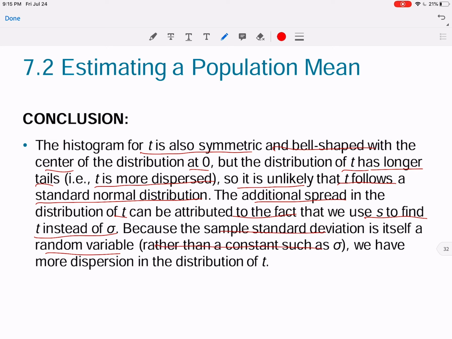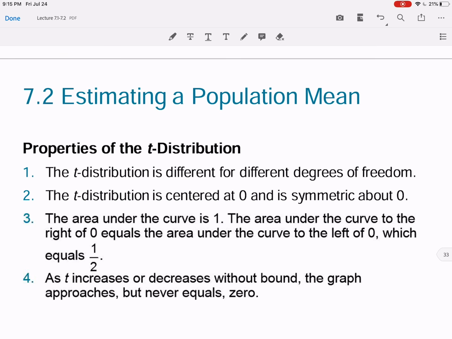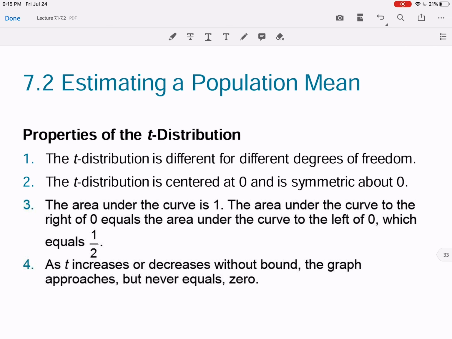rather than a constant such as the population standard deviation. Because the population standard deviation is constant, we have more dispersion in the distribution of T, and that's why. This little sample standard deviation is why we have more dispersion in the distribution of T, because the little s, the sample standard deviation, is a random variable as well. Once this is clear, let's take a look at the properties of the T distribution.